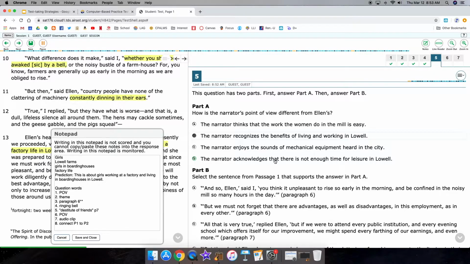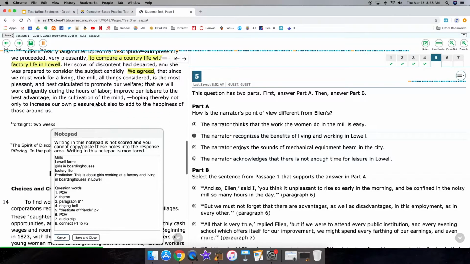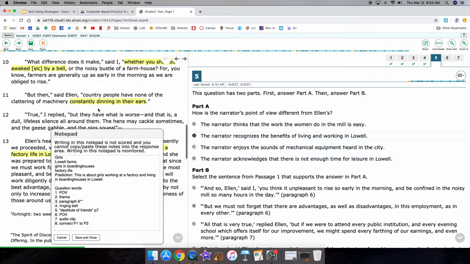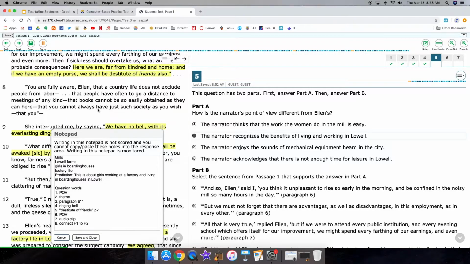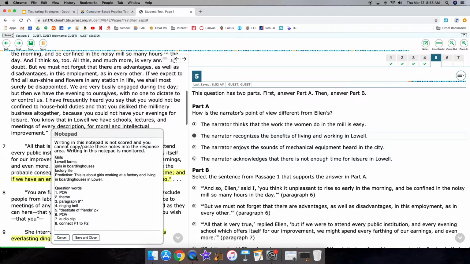The narrator acknowledges that there is not enough time for leisure in Lowell. No, the narrator says that we will work diligently during the hours of labor, improve our leisure to the best advantage in the cultivation of the mind. So when it's their leisure time, they should go out and enjoy themselves. I think she says that somewhere else too. We are very busily engaged during the day, but then we have the evening to ourselves. Okay. So the narrator doesn't think that there's not enough time. That's what Ellen thinks. So our answer is B.